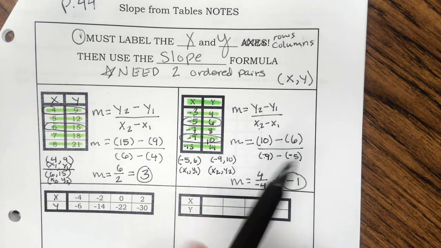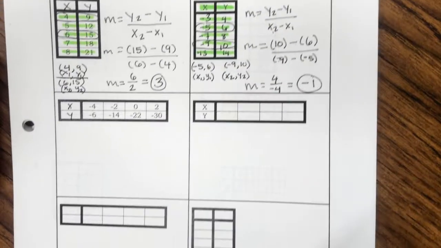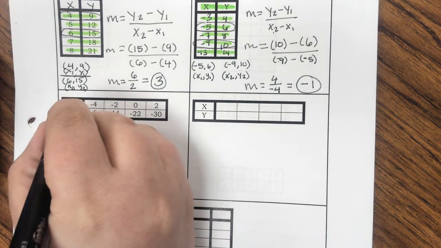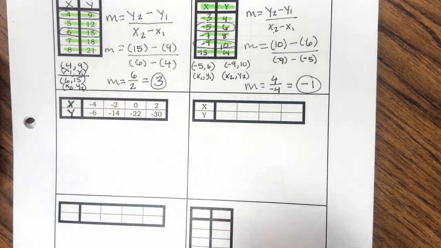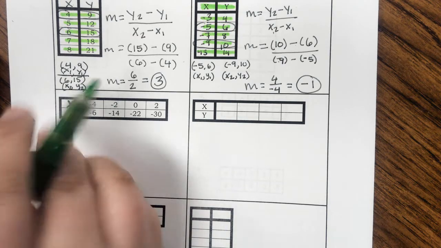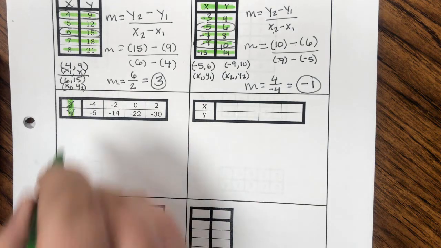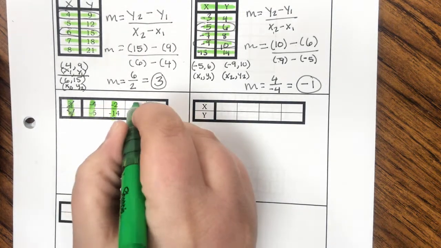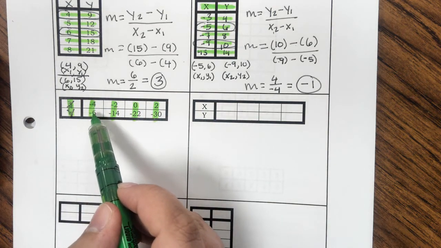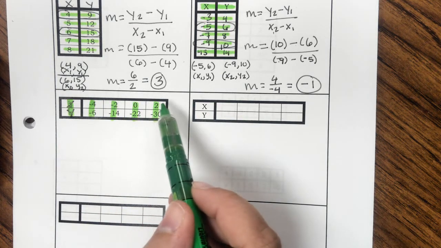So these were tables that run up and down, or vertically. You also might see tables that run horizontally. In tables like that, remember x is on top and y is on bottom. So label your x and y. And x and y are a pair that are now going up and down. So everything up and down together is an ordered pair. X comma y, -4 comma -6, -2 comma -14, 0 comma -22, and 2 comma -30.